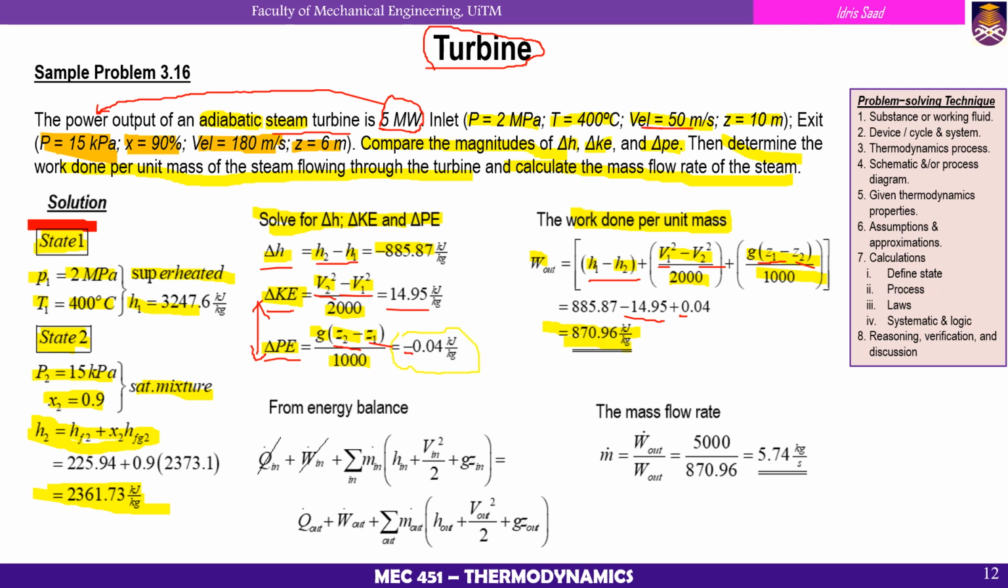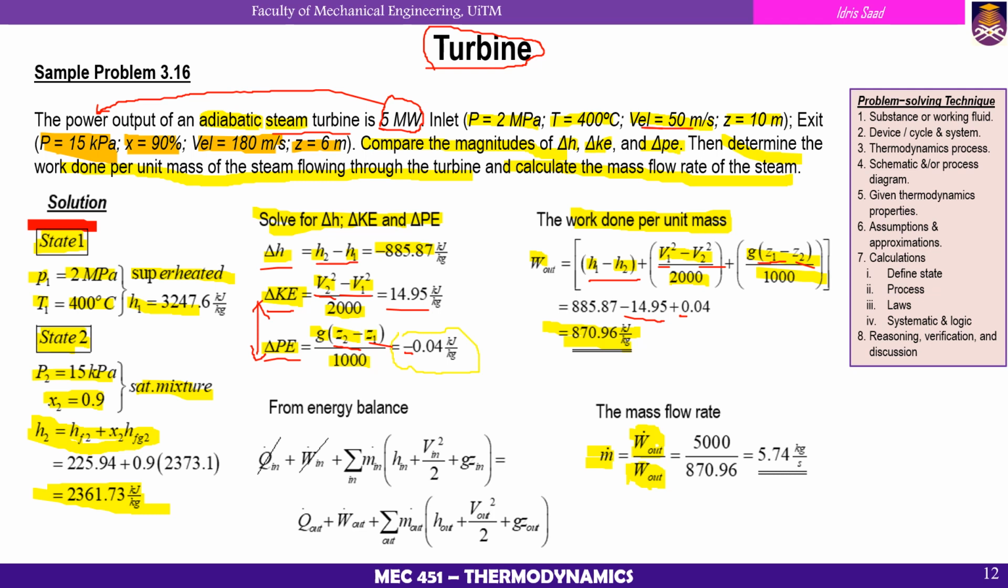Finally, the final question asks us to calculate the mass flow rate of the steam. The mass flow rate, m dot, can be calculated by the power divided by the specific work done per unit mass. Please do remember that for W dot out, the unit is kilojoule per second, and for W out, the unit is kilojoule per kilogram.